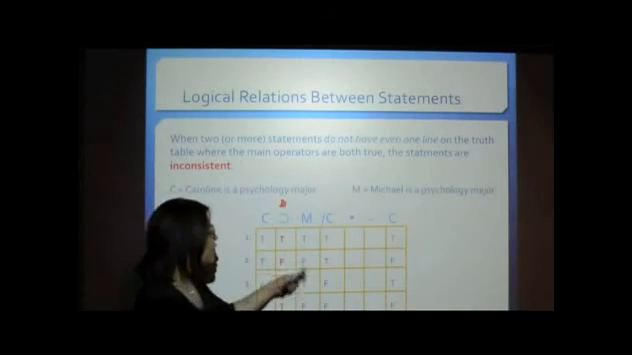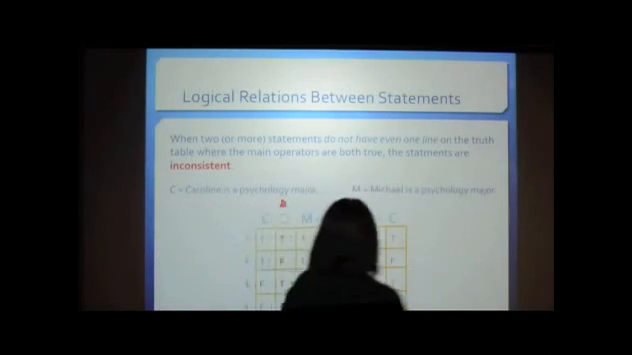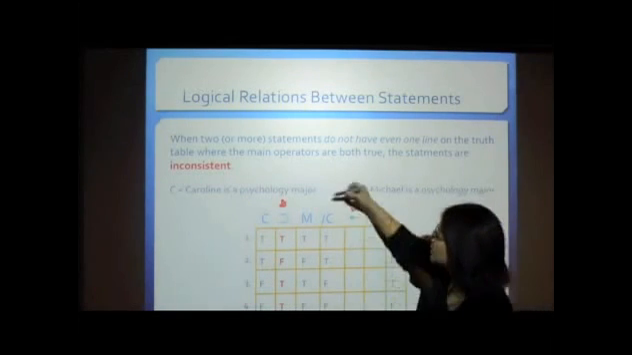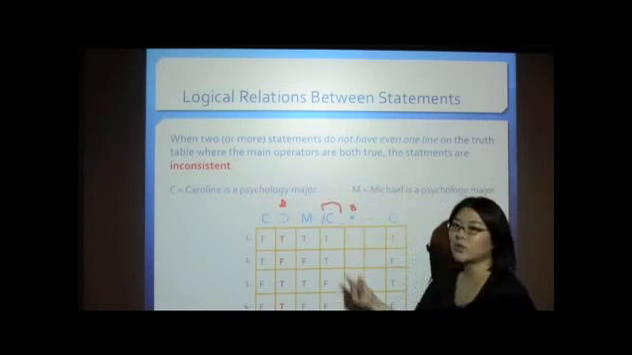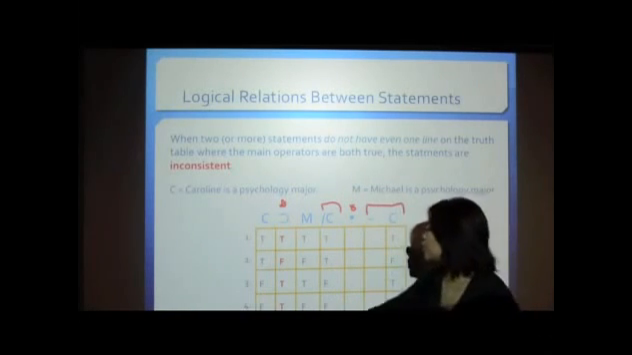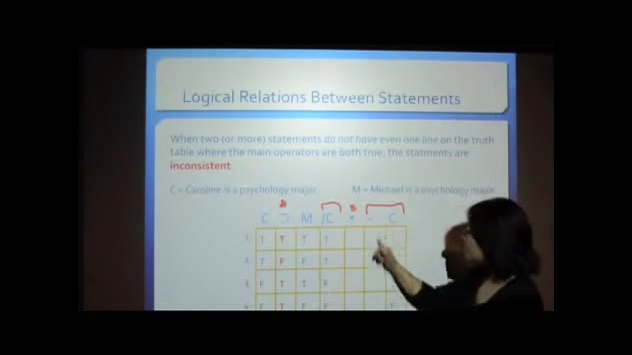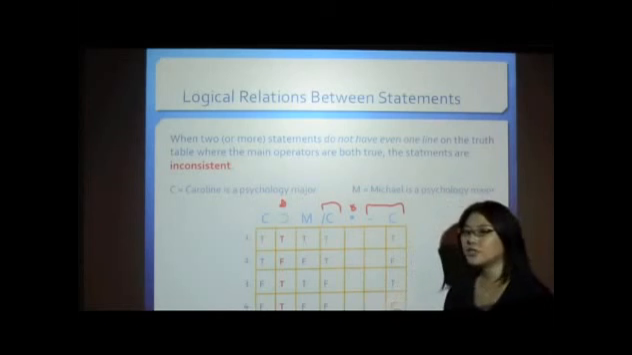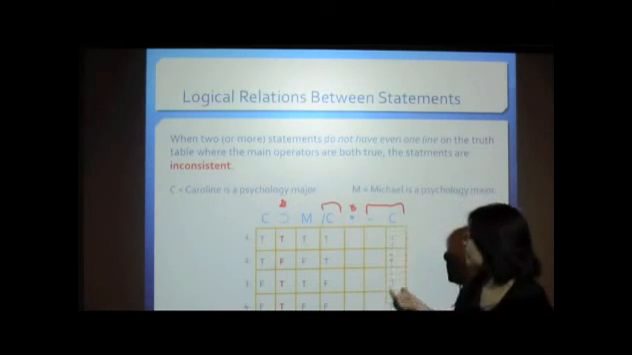Then moving on to this statement here. This statement is a conjunction. That's the main operator. And it's pulling together the C, which is one of its main components, and the not C. So we're going to do the truth values for the not C first, and then the truth value for the conjunction.